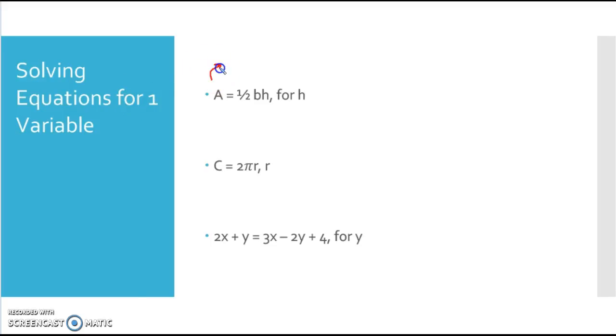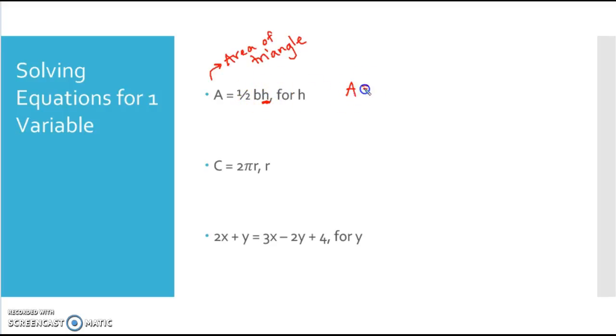Now this is a formula for the area of a triangle. I want to solve this and get h by itself. So I'm trying to get this h by itself. One thing I can get rid of is this 1/2. Remember, to move 1/2 over, it's the same as 1 divided by 2. I'm just going to multiply by the reciprocal.